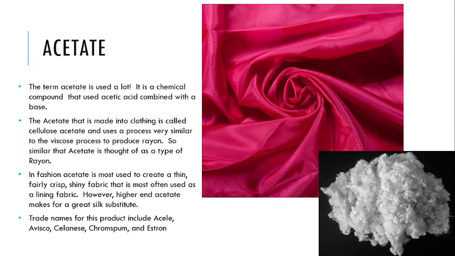Acetate. The term acetate is used a lot. It is just a chemical compound that uses acetic acid combined with a base. However, the acetate that is made into clothing is called cellulose acetate, as again, it uses a process very similar to the viscose process to produce rayon. So, it starts with cellulose. Cellulose is pretty much just a scientific term for plant material. Cellulose is found in all plants and is the chemical compound that we use when we are trying to make natural polymers.